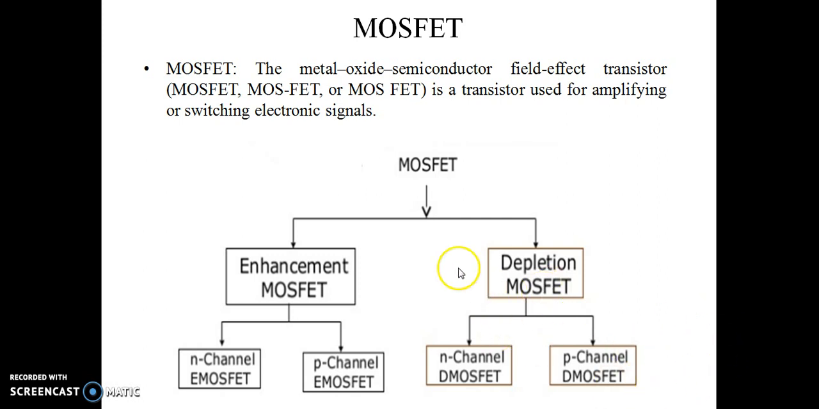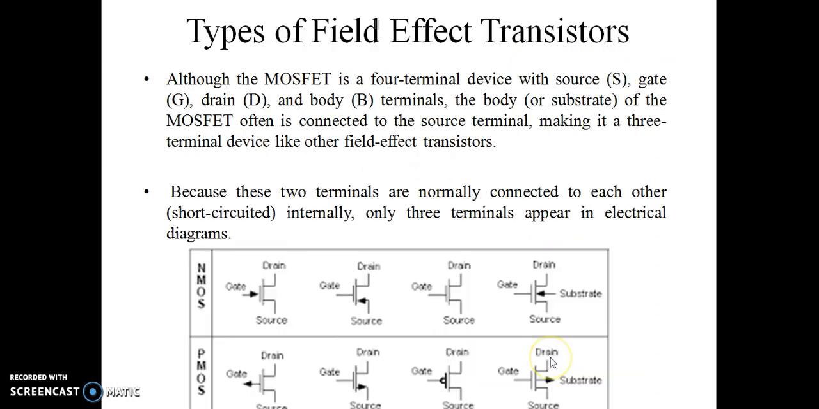Now, depending upon the type of MOSFET, there are two types of MOSFET basically. First is enhancement MOSFET, where whenever we apply a particular gate voltage, the device will turn on and current will flow. But in depletion type of MOSFET, the device is already on before the application of gate voltage, and whenever you apply the gate voltage, the current decreases. In enhancement MOSFET, there are again two types, N-channel MOSFET and P-channel MOSFET. In depletion also there are two types, N-channel and P-channel MOSFET.